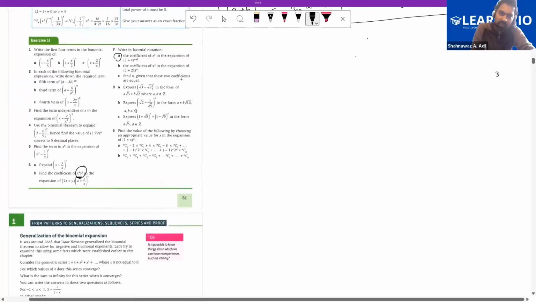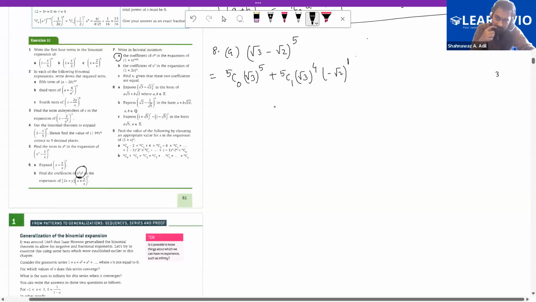So what would be these things? So let us just expand this thing to the power 5, right? So (root 3 minus root 2) to the power 5. So let us just expand this thing. So this would be how much? 5C0, right? And then this is root 3 to the power 5, right? The next term is 5C1 and root 3 to the power 4, and then what is this thing? So this is minus root 2 and 1, right? And then the next term is 5C2 and root 3 cubed, minus root 2 squared. And then the next term.